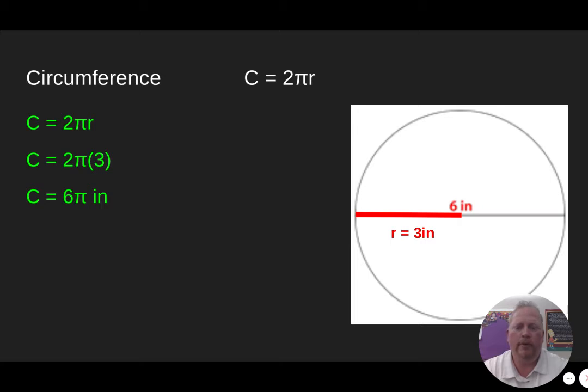So if you use 3.14, you could get 18.84 inches. So that means if I were to take a piece of string and wrap it clear around that circle, it would take almost 19 inches of string.